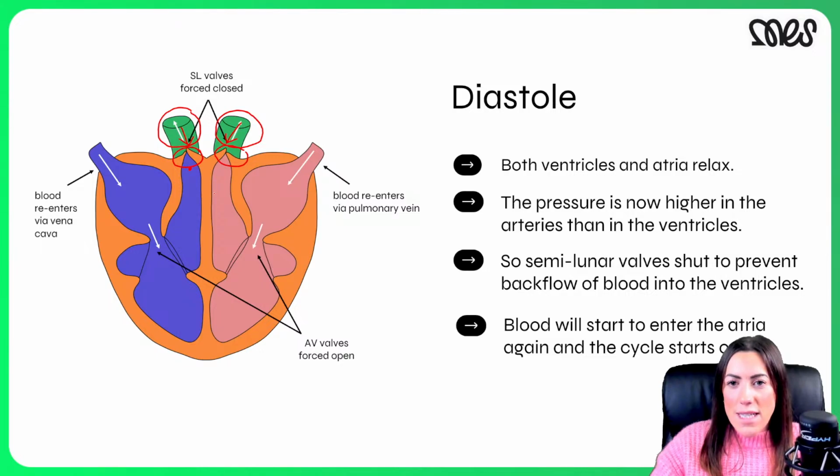That's the end of the cardiac cycle. It will then start again. So we're going to go back to atrial systole, which is atrial contraction, ventricle systole, ventricular contraction, and then diastole, where the whole heart relaxes. But because the semilunar valves close, the blood will not fall back into the ventricles.